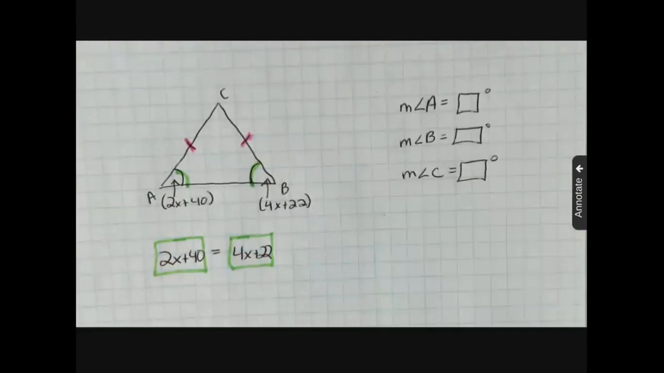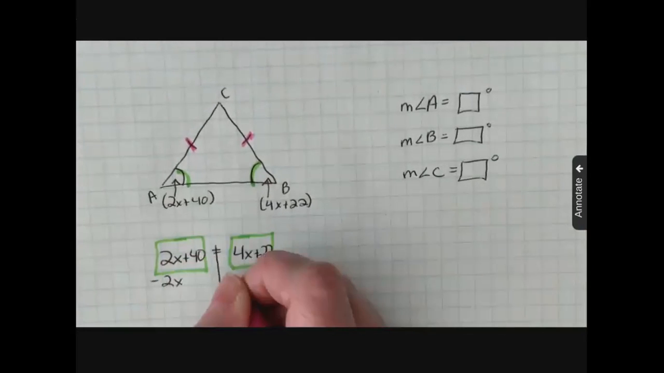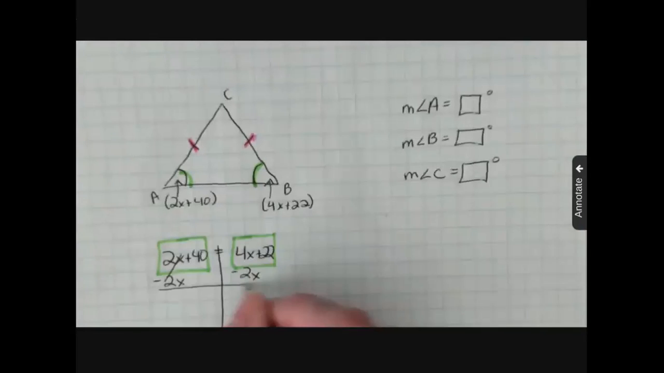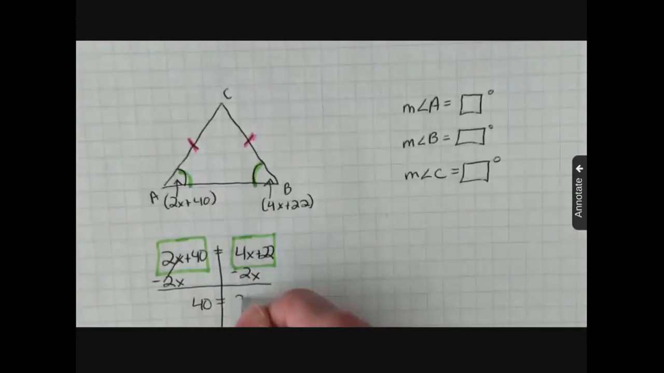And then I get x's on one side. So I like to keep my x's positive, so I'm going to subtract my 2x. And I will have 40 equals 2x plus 22. I'm going to subtract my 22.